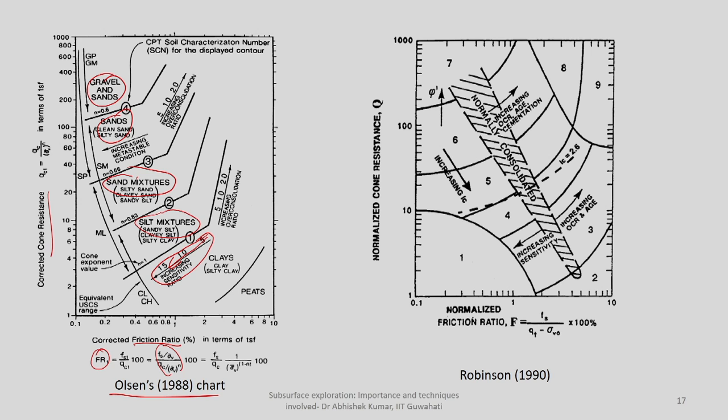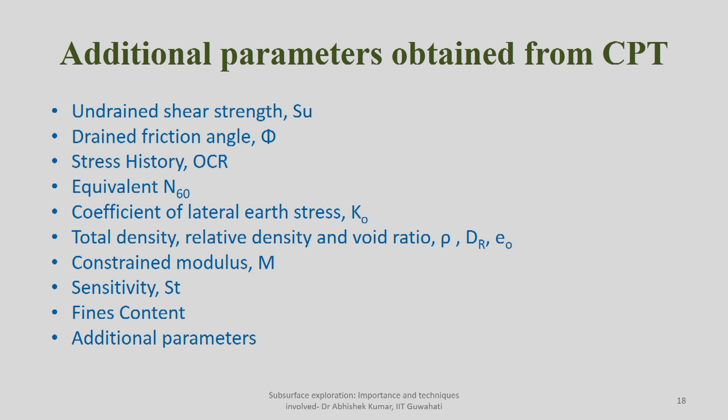In the same way Robertson in 1990 also proposed, if you know the value of friction ratio, normalized friction ratio and cone tip resistance, this way also you can get an idea about sensitivity and whatever properties you can determine for the in situ site. In the same way you can determine so many parameters.